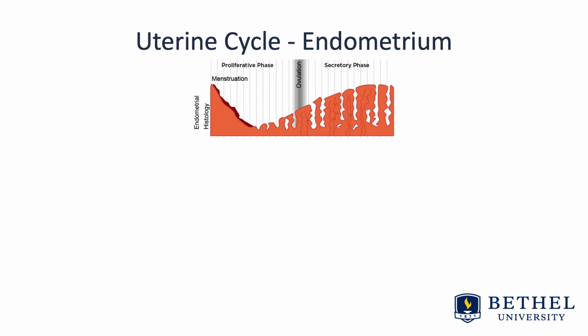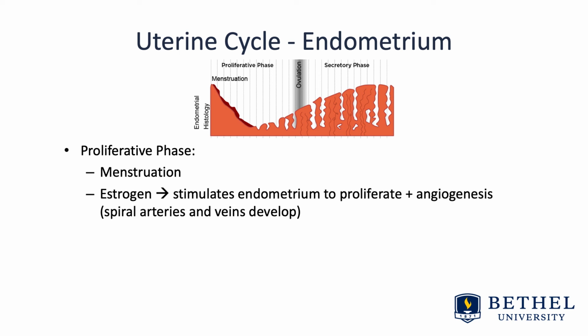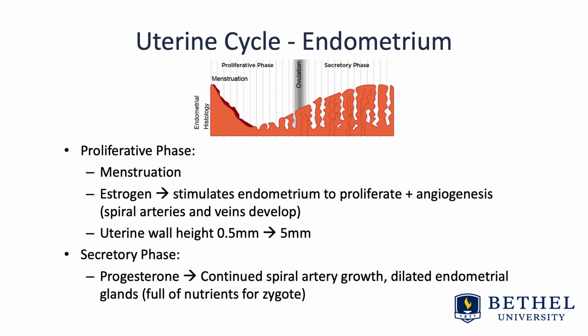Okay, so going back through this cycle again, but looking at the uterine cycle, we want to start with the endometrium. So in the proliferative phase, the first half of the cycle, it starts out with menstruation, and then estrogen is dominant, and it's stimulating the endometrium to proliferate, and you start to see angiogenesis, which means new spiral arteries and veins are developing. And you also see significant growth. So it starts out at about 0.5 millimeter, and then it goes all the way up to 5 millimeters. And then with progesterone, we see continued spiral artery growth and dilated endometrial glands. So they're full of nutrients that are ready for the zygote should there be an implantation.